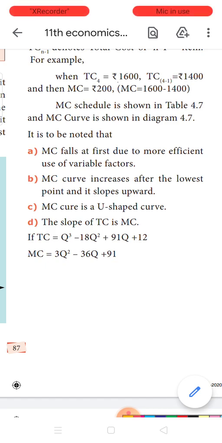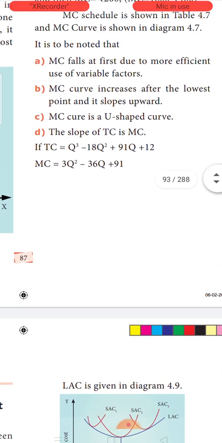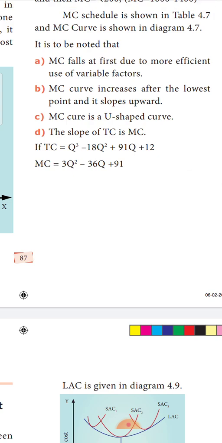When you find the slope of TC, you will arrive at MC. That is, when you differentiate the total cost equation, you can arrive at marginal cost, which we shall learn under the heading of differentiation and integration. We need not break our heads now. This particular topic, the slope of TC is MC.